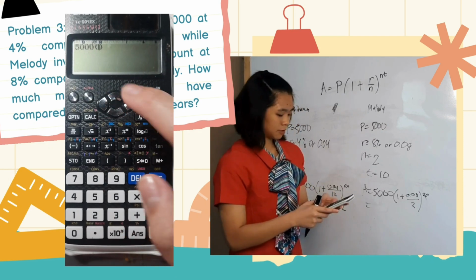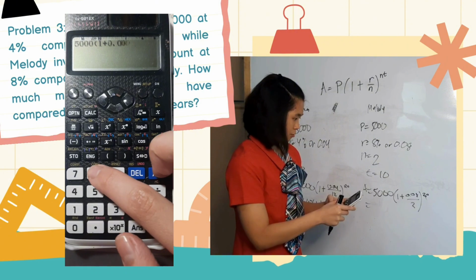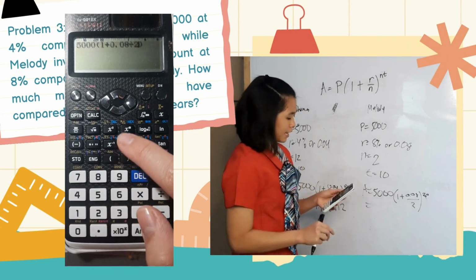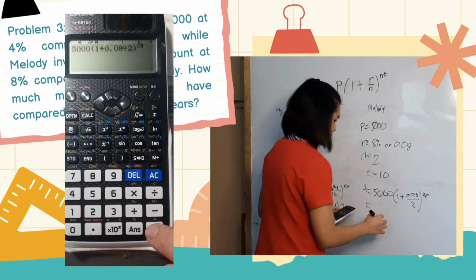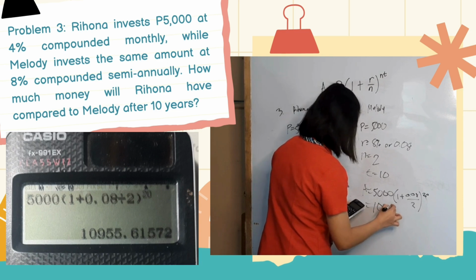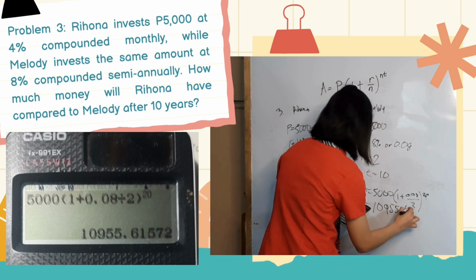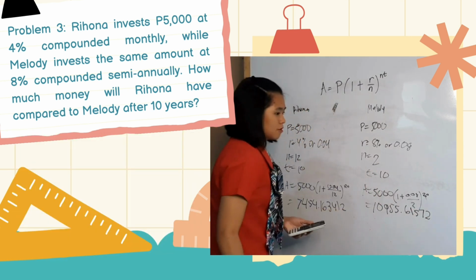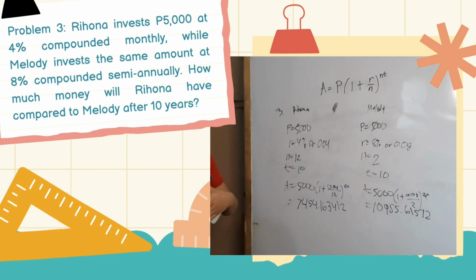So 1 plus 0.08 divided by 2 raised to 20. That will be equal to 2.19112. Then multiply by 5,000. You'll get 10,955.61572. How much money will Rainah have compared to Melody after 10 years?